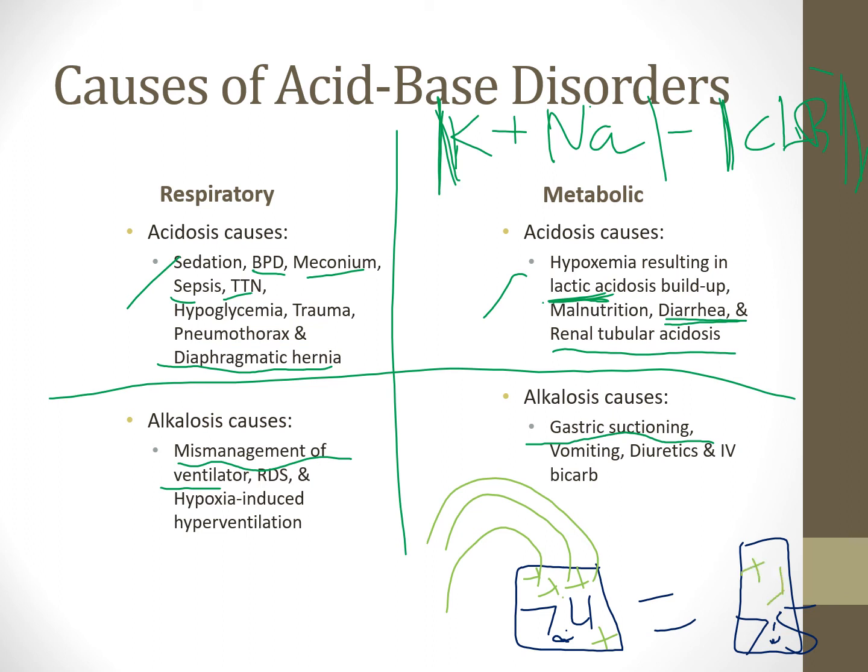Well, that's what happens with gastric suctioning, vomiting. If we give diuretics, IV bicarb, it can actually cause an alkalosis because we're changing that ion balance within their system.